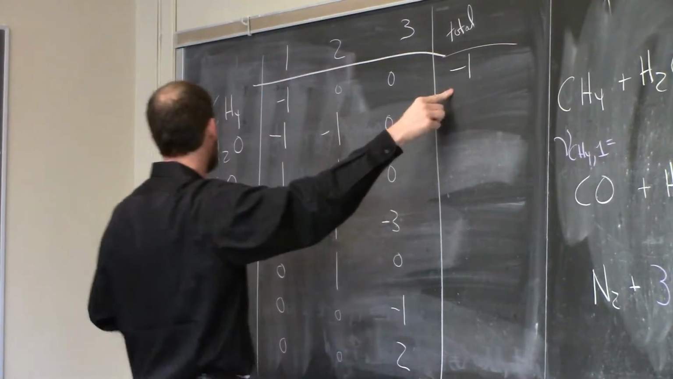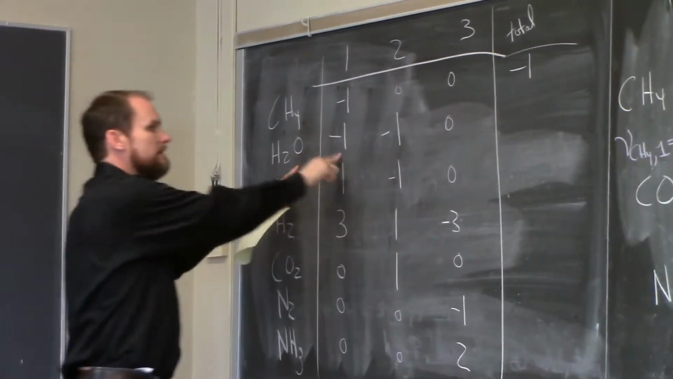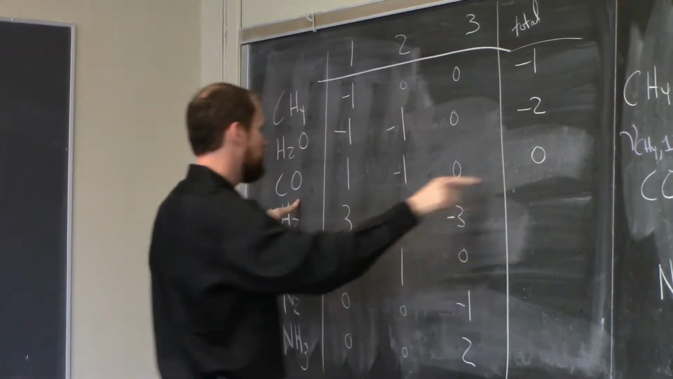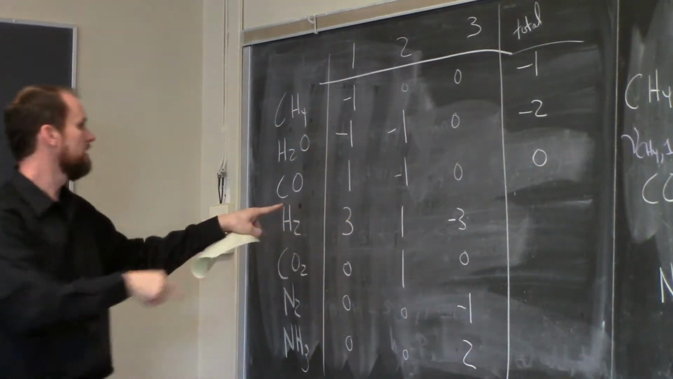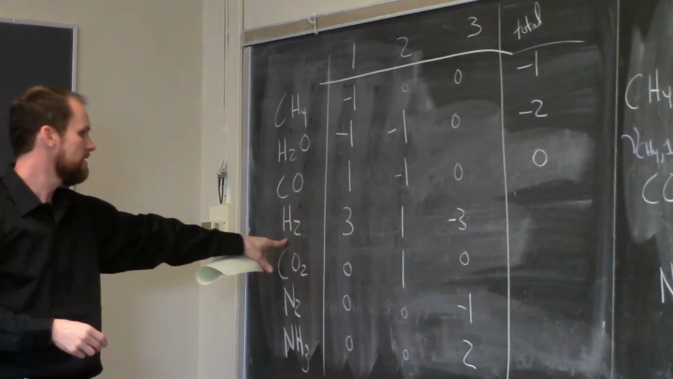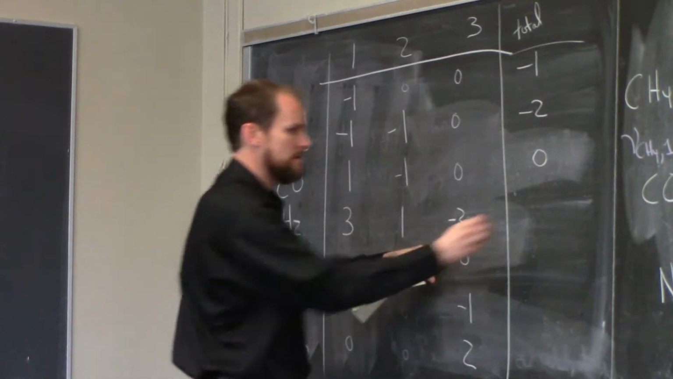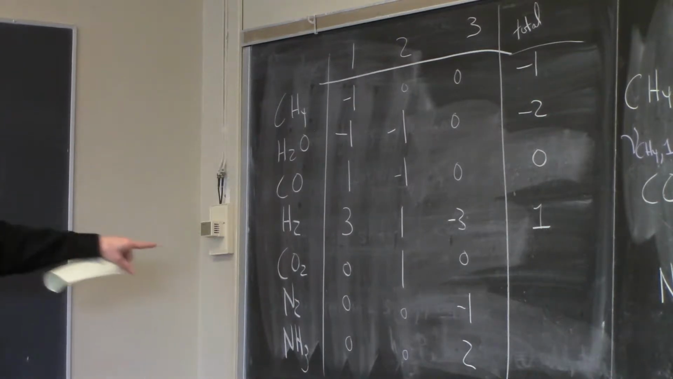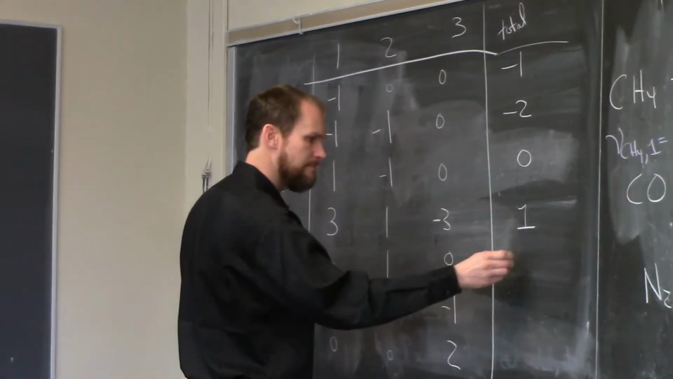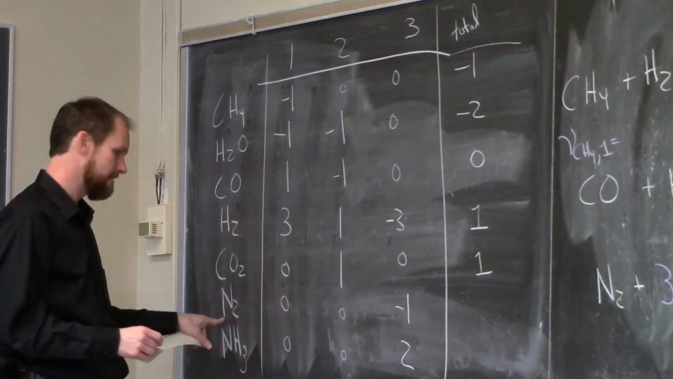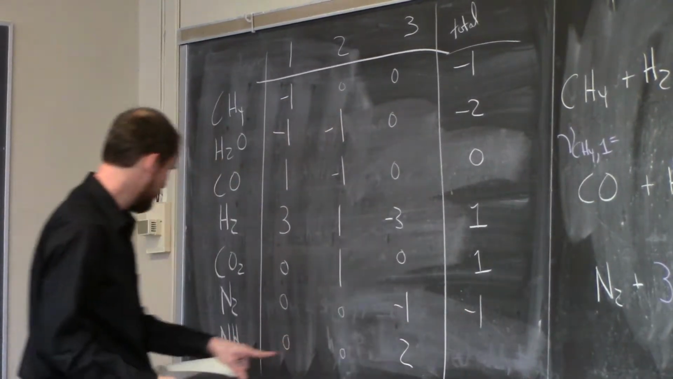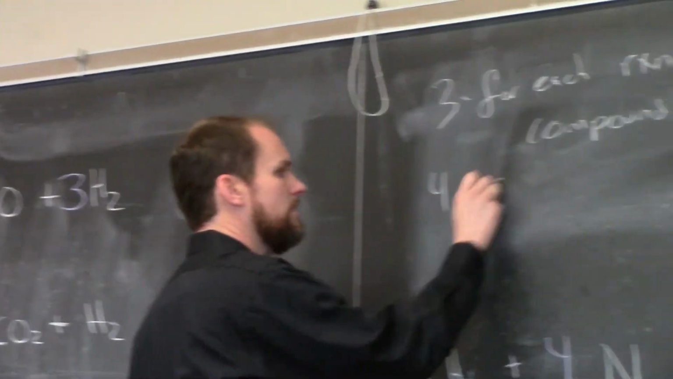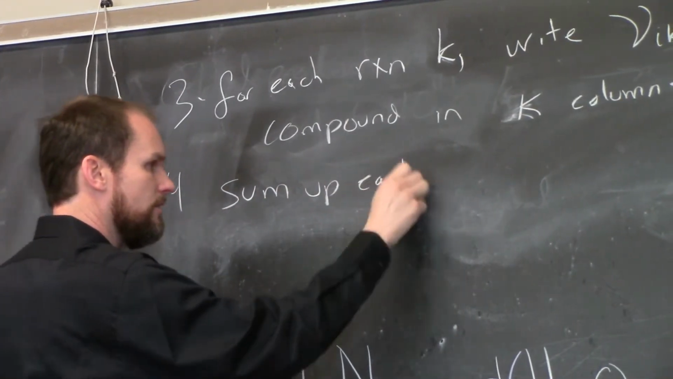-1, consume 1 mole of methane. We can consume 2 moles of water, 0 moles of carbon monoxide. Everything I make in reaction 1 we consume in reaction 2. Hydrogen, +3, +1, -3. We make 1 mole of hydrogen net. Carbon dioxide, make 1 mole of carbon dioxide. Nitrogen, costs me 1 mole of nitrogen. And ammonia, make 2 moles of ammonia. So step 4, sum up each row.